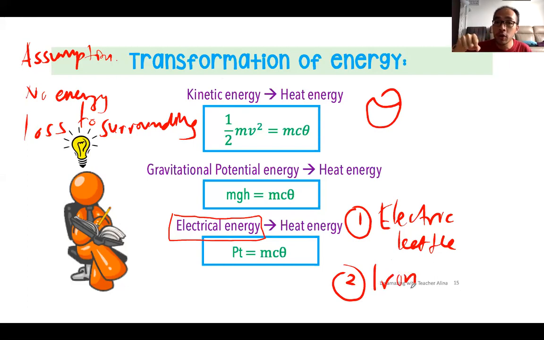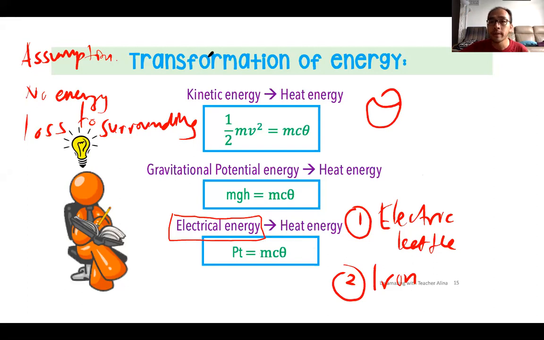When you iron clothes, you turn on the electricity and it changes from electrical energy to heat energy. Another one can be, if you use a shower, your shower heater also changes electrical energy to heat energy. So there are a lot of things, thanks Adina, that actually change electrical energy to heat energy. So I just want you to realize that whenever that happens, the electrical energy you supply, I will come to this in a while, will be changed into heat energy in terms of mcθ.